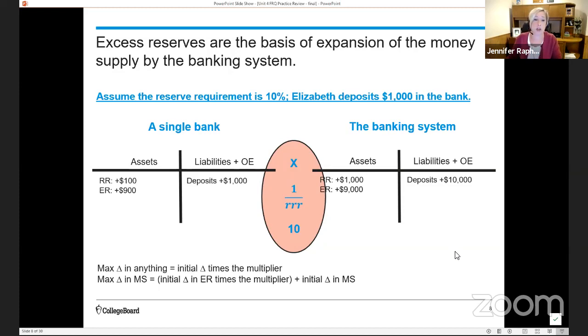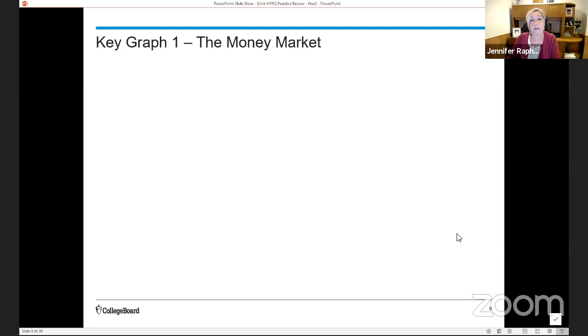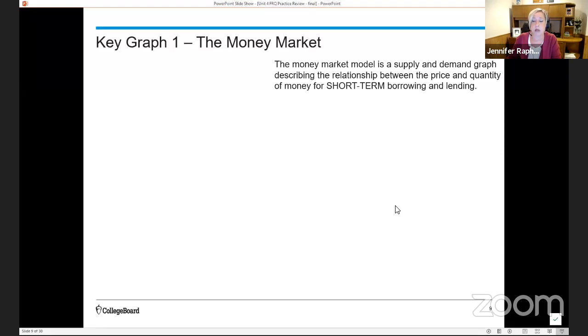Okay, so there are 2 key graphs in this unit. We start with the money market model. The money market model is a supply and demand graph that describes the relationship between the price and quantity of money, here for short-term borrowing and lending. Short-term borrowing and lending means those decisions that people make about borrowing money that are not sensitive to inflation. It's really short term in an economy with stable prices. These decisions are not impacted by the rate of inflation because the borrowing isn't going on for long enough for the inflation rate to matter.